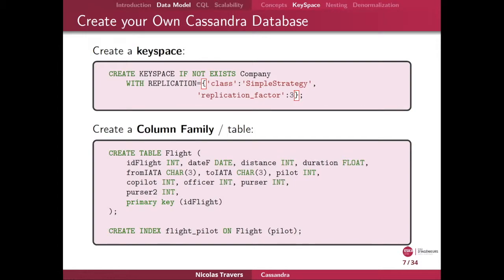And inside the database, you have column families or tables. So here we have the table flight, in which we have all the information according to the flight of a plane and the crew we have inside. And over it, we can create indexes. Like here, it's an index on the table flight with the attribute pilot.